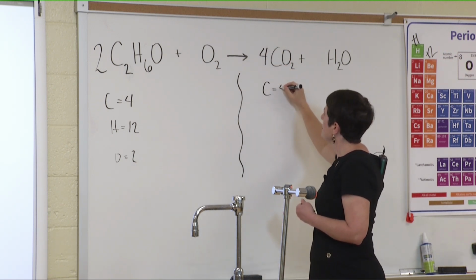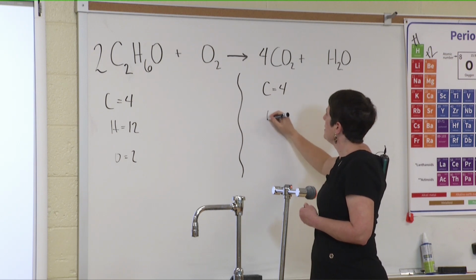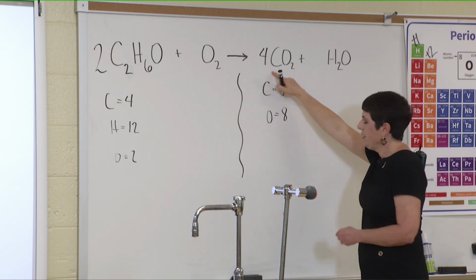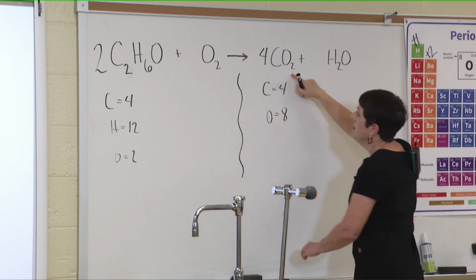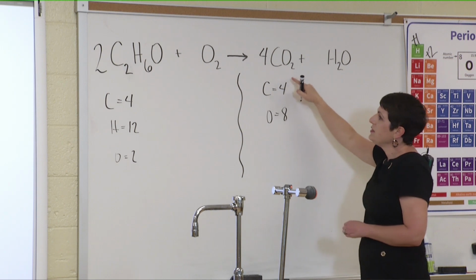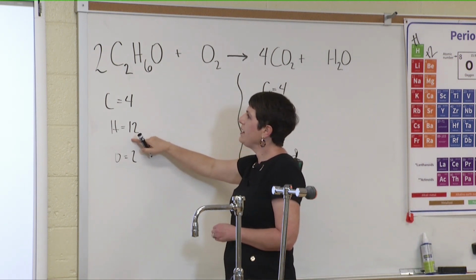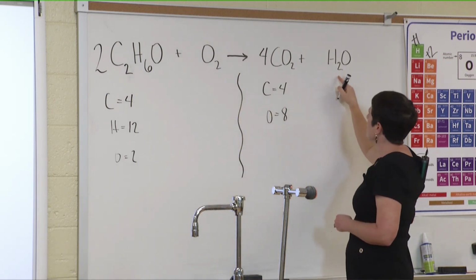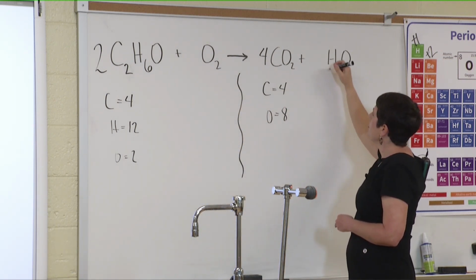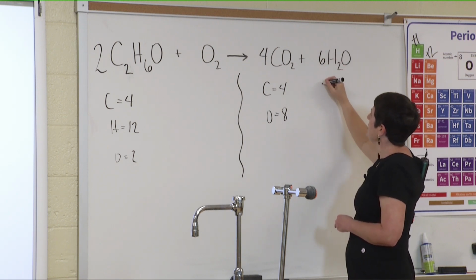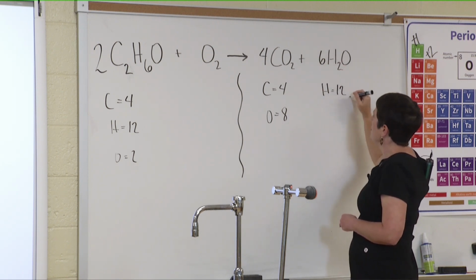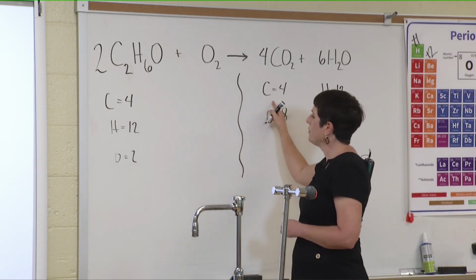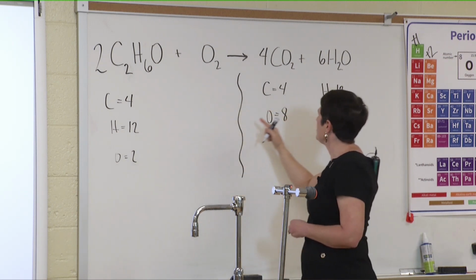So that gives us 4 carbons, and then we're going to have 8 oxygens, because when you put a coefficient there, it's going to distribute to the different subscripts. So now we're going to look at the hydrogens. We have 12 hydrogens over here, because we take the 2, multiply it by the 6, and we come over here, and we have a 2 right here. So if we put a 6 in front of the hydrogen, now we have 12 hydrogens. So our carbons are now balanced with 4 and 4 on each side. Our hydrogens are balanced with 12 and 12.